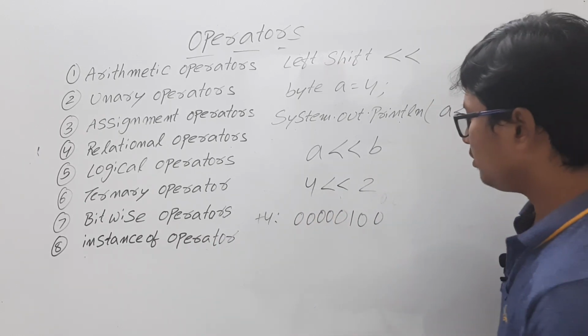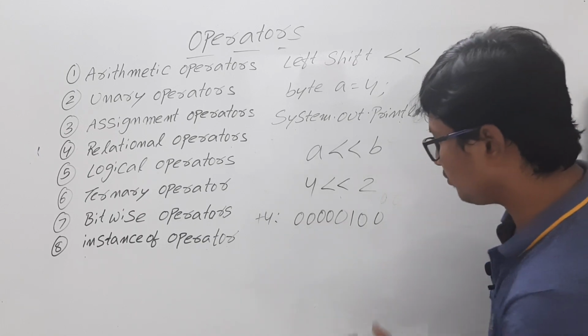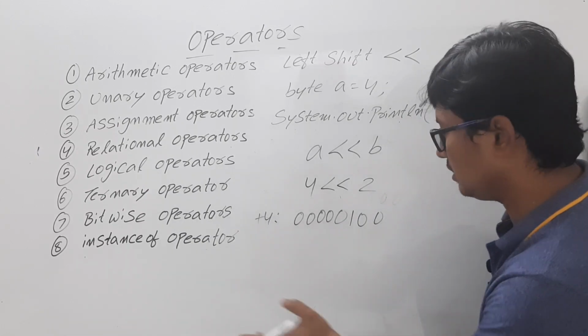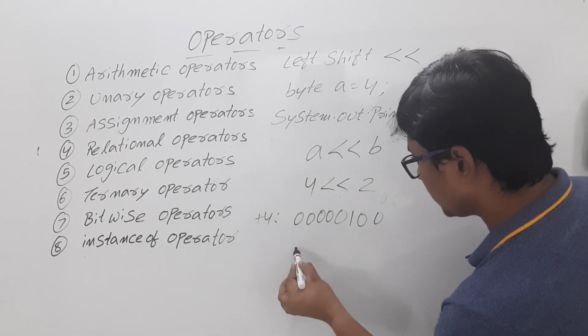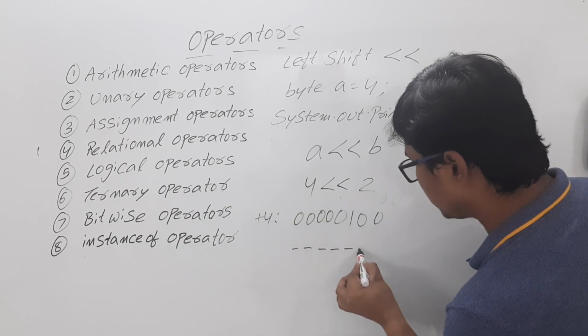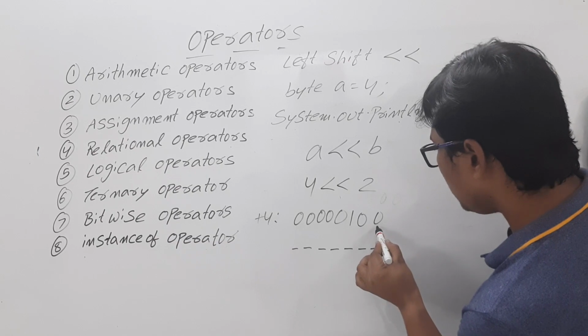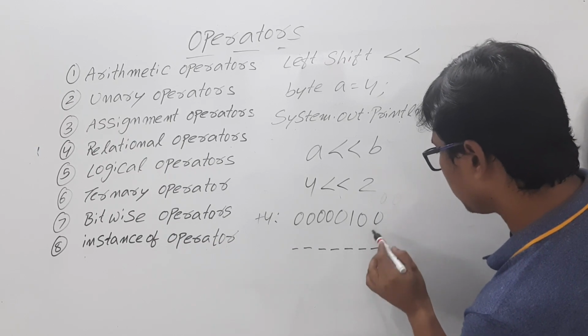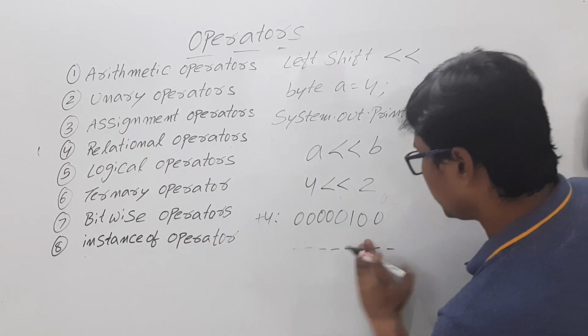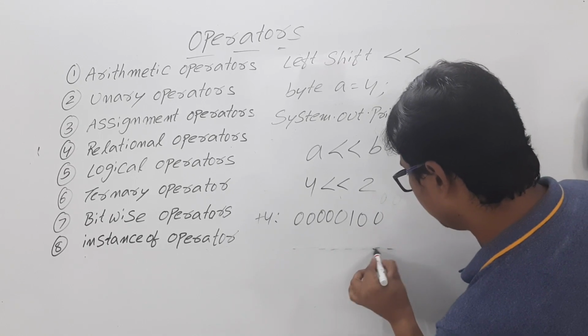Now if you perform the left shift by 1, left shift means what? This side shifting. So look at here, the 8 bits. Again you should get the 8 bits after performing the left shift. So this 0, let me write it here. You have a 0.